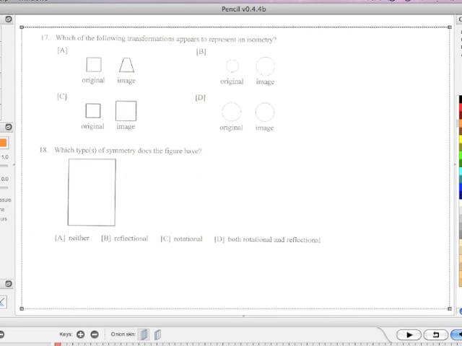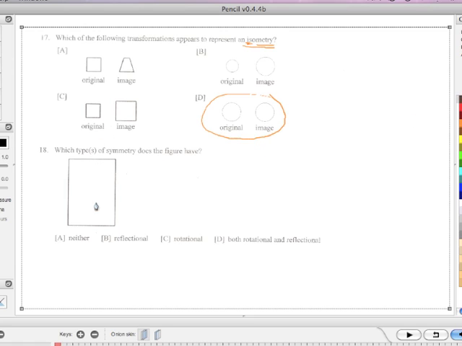Here's number 17. Which of the following transformations appears to represent an isometry? Isometry is same measure. So iso is same and metry is measure, and this is the only one that appears to represent an isometry. So number 18, which types of symmetry does this figure have?